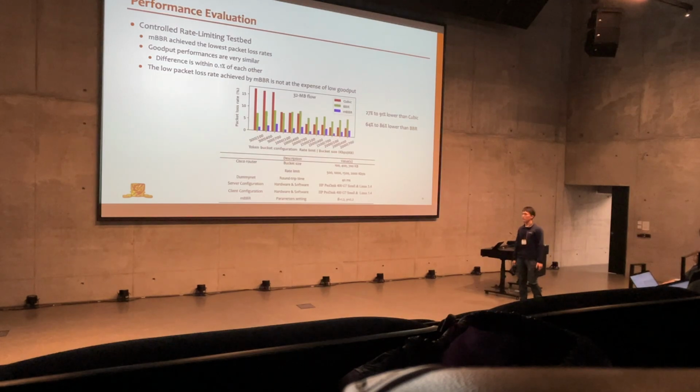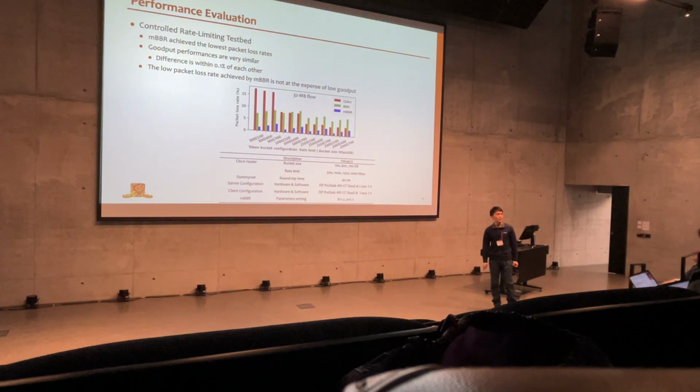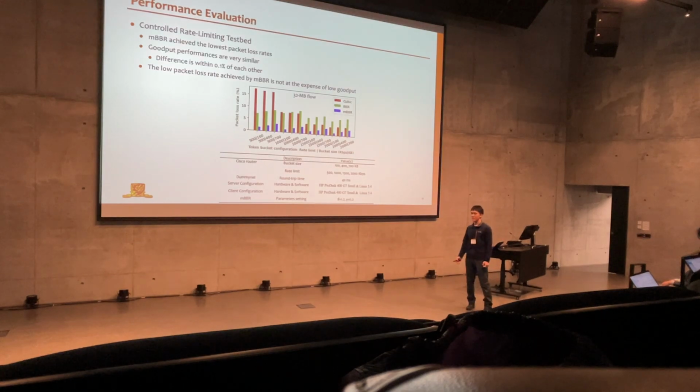And let's come to the performance evaluation part. We evaluate our algorithm on two platforms. One is a controlled testbed, and the other is a real-world experiment. The controlled testbed is to control the token bucket parameters and assess the problems under different token bucket parameters. Currently, we have five different configurations of token bucket.